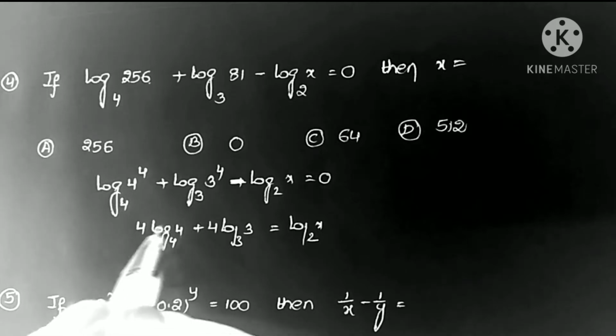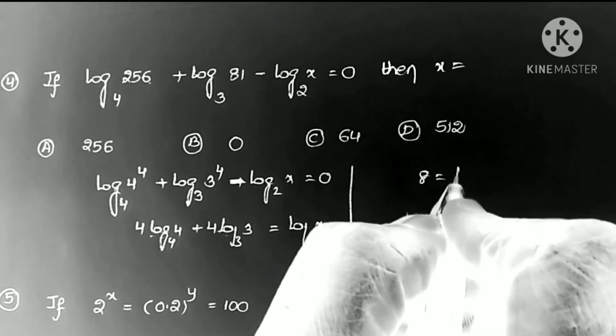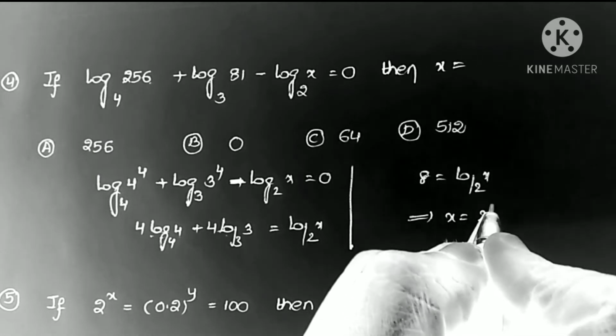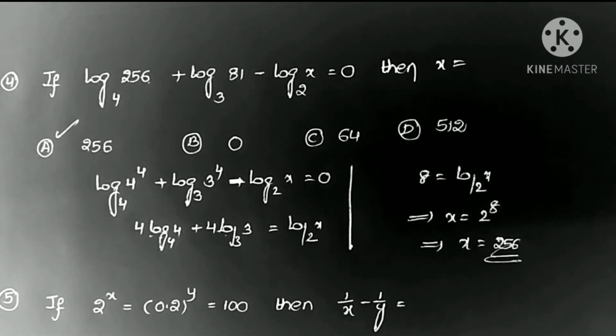That is, log 4 to the base 4 equals 1, log 3 to the base 3 equals 1. 4 plus 4, 8, is equal to log x to the base 2. Then the value of x is equal to 2 power 8. Therefore x is equal to 256. That is the first option.